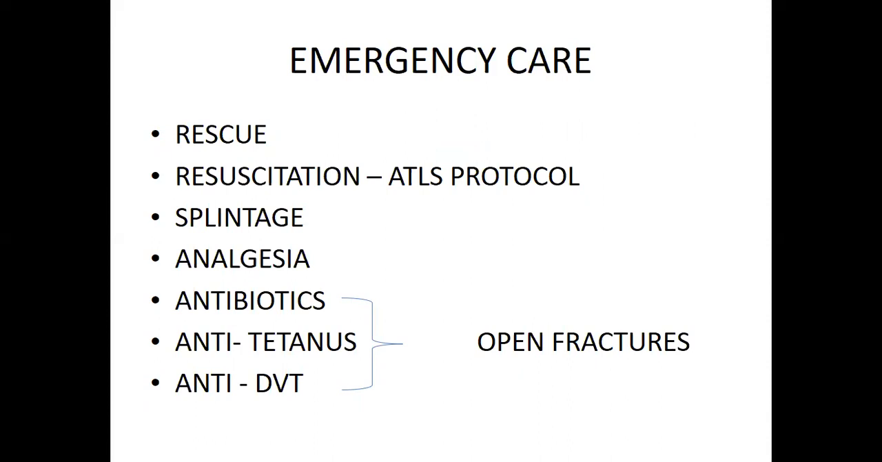And then restore function. So emergency care is based on our Advanced Trauma Life Support protocol, where we have the primary survey, which is the ABCD of resuscitation, okay? It is aimed at identifying life-threatening conditions and treating them. Your secondary survey is to identify injuries missed during your primary survey. At this time, the patient has been stabilized, so you now want to do a secondary survey to look for those injuries that were missed earlier on. And then your tertiary survey is your definitive care, where you involve other specialists to manage the various injuries.